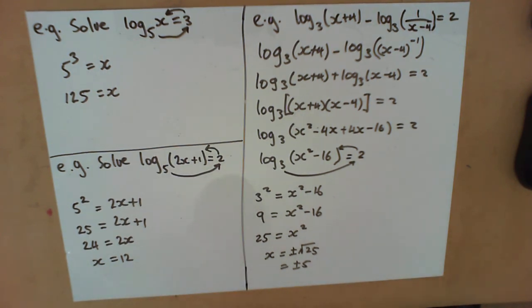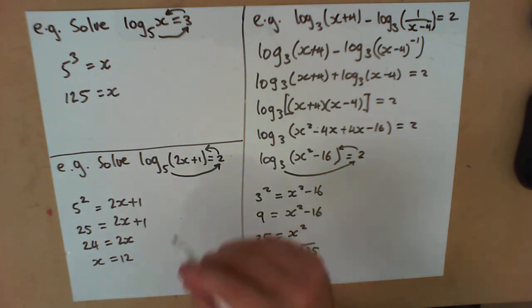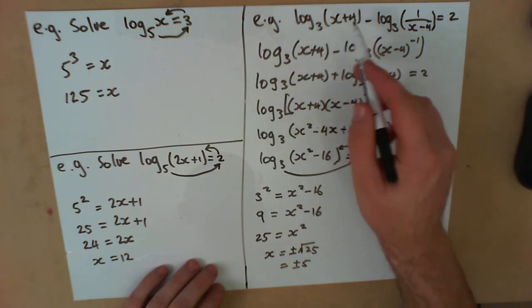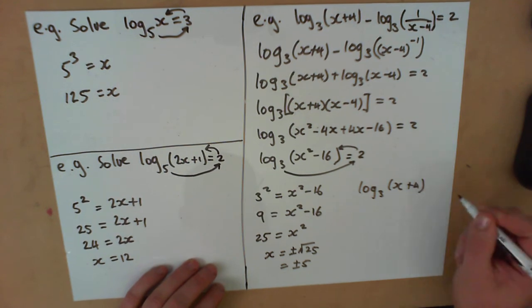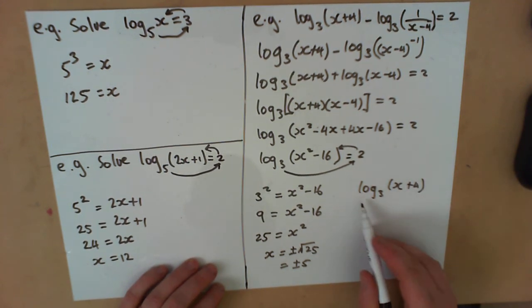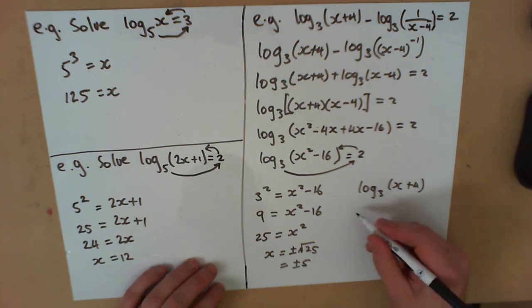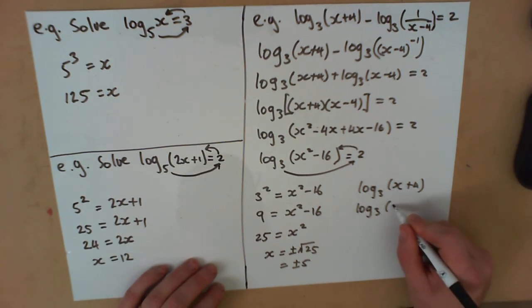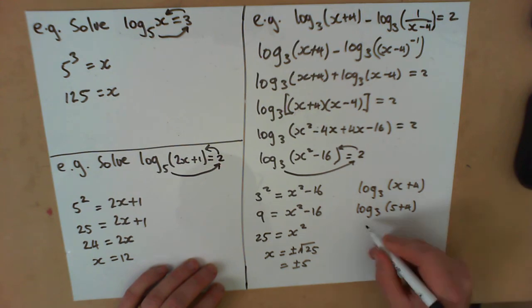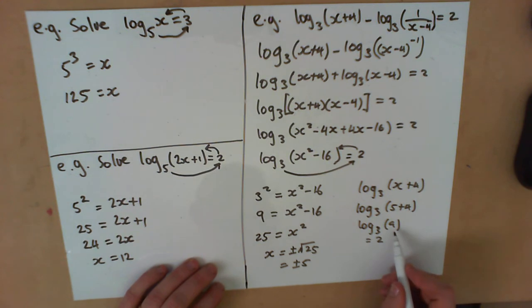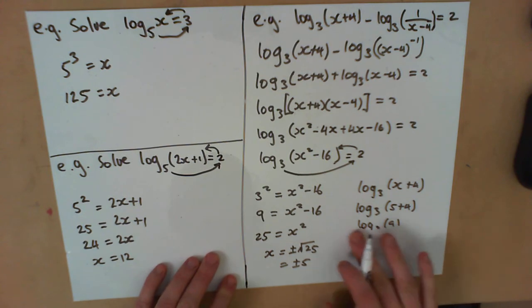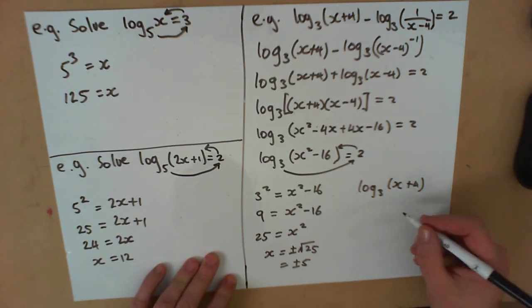We need to be a little bit careful here though, because if we have a look at this original equation, we've got this term in there, log to the base 3 of x plus 4. If I put in positive 5, we're going to get log to the base 3 of 5 plus 4. That's log to the base 3 of 9, which is going to equal 2, because that's 3 squared, comes down the front. So that tick, we like that. That worked out well.